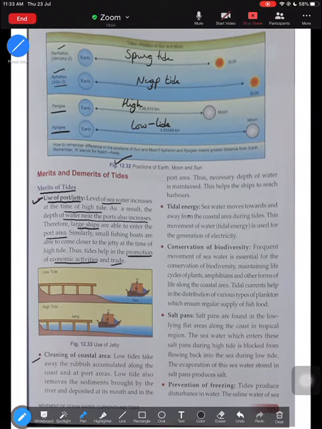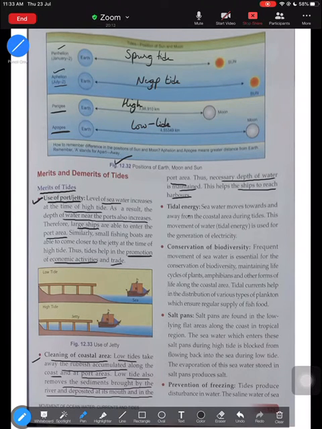Second, tides help in the cleaning of coastal areas. During low tides, they take away all the rubbish collected along the coast and port areas. Low tides also remove sediments brought by rivers and deposited at the mouth and in the port area. Thus the necessary depth of the water is maintained. This helps the ships to reach the harbors.